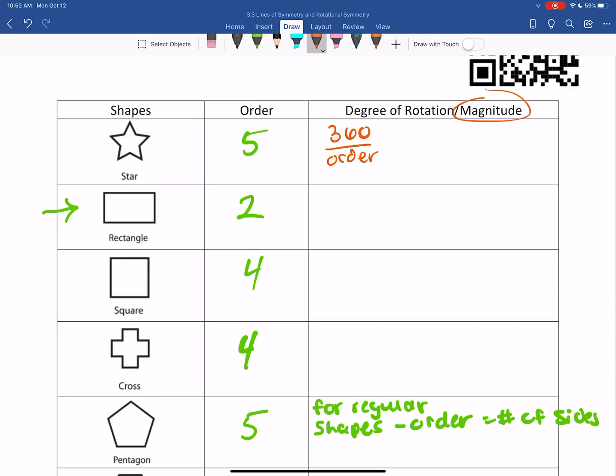This is going to tell you how many degrees you would have to rotate in order to map your shape back onto itself. So if we have 5 sides, 360 divided by 5 is going to be 72. So that means every 72 degrees, you have a shape that maps back onto itself. And I can get each degree that I'd actually have to rotate just by adding 72 each time.